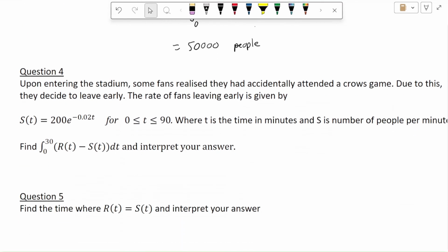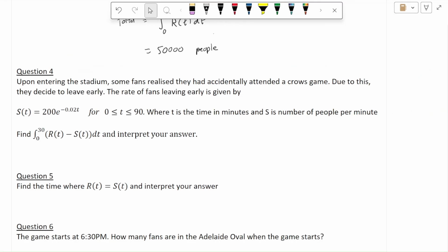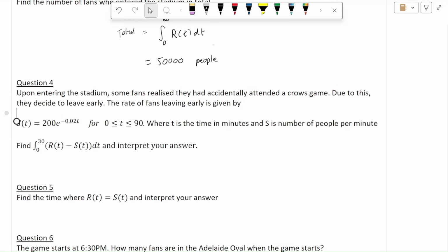That was a bit of a tricky one there. Upon entering the stadium, some fans realized they accidentally attended a Crows game. I don't know who would go to a Crows game. Due to this, they decided to leave early, of course, because they couldn't stand the sight of the Crows. The rate of fans leaving early is given by that. Find that.